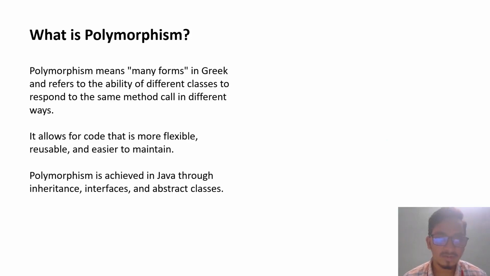What is polymorphism? Polymorphism means many forms in Greek and refers to the ability of different classes to respond to the same method call in different ways. It allows for code that is more flexible, reusable and easier to maintain. Polymorphism is achieved in Java through inheritance, interface and abstraction.